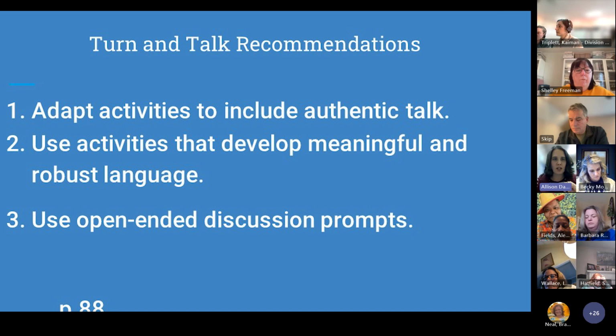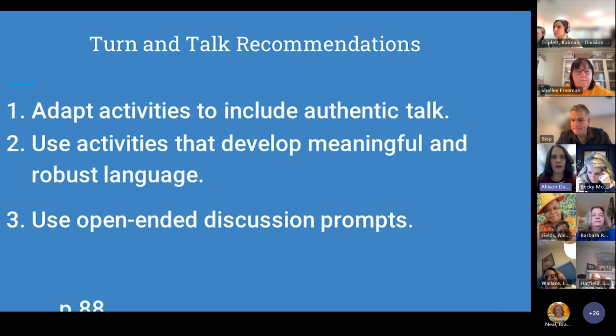The number 3 suggestion was to use open-ended discussion prompts. And I think that kind of goes back to number 1, but prompts that support evaluation, not just simply identifying or recalling one small piece of information. This also helps with creating more interest and participation from not just your English learners, but all students, right? Something that they're excited to share their opinion about or to support, to clarify those ideas.